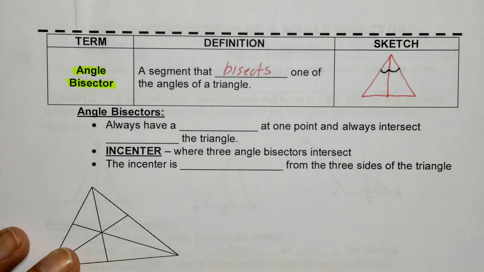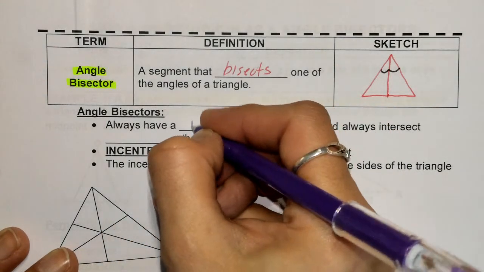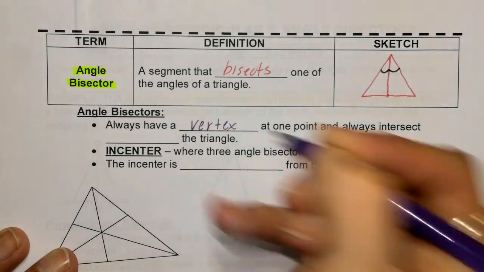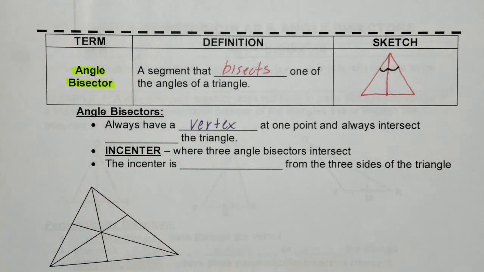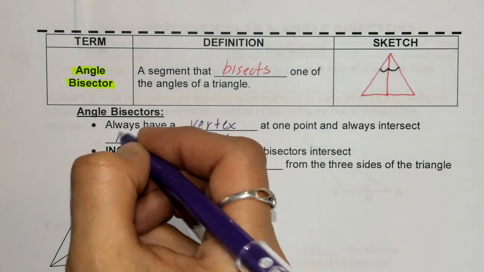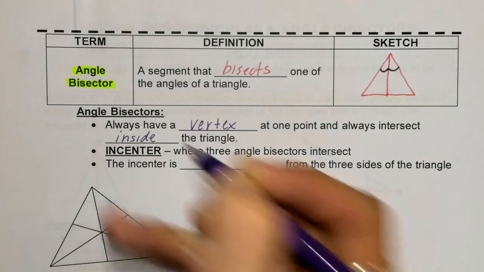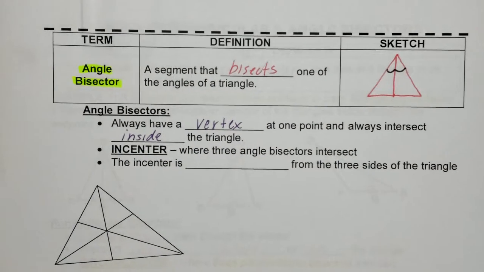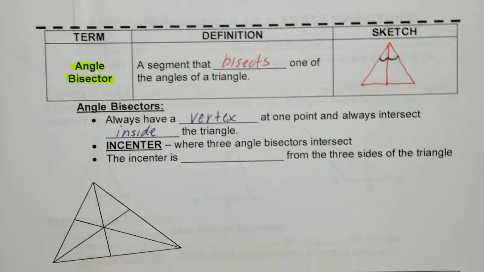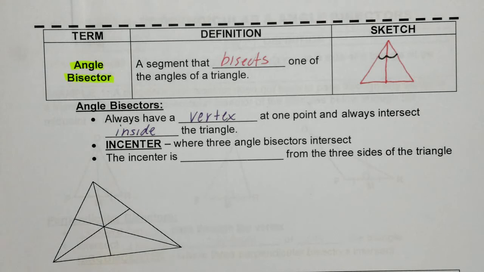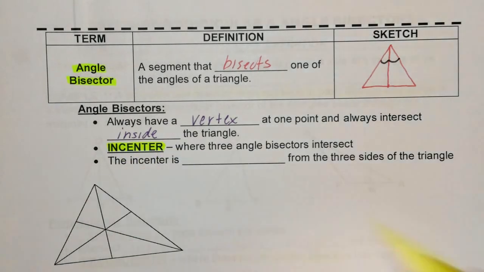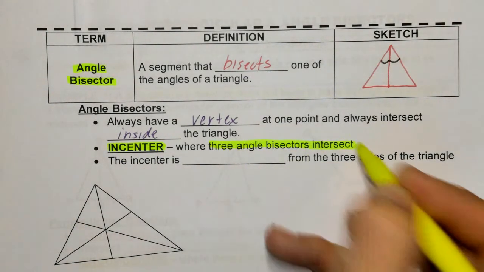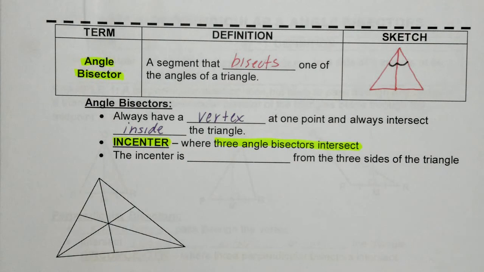Your angle bisectors, they always have a vertex as one endpoint. Okay? Just like your median, just like your altitude. And they're always going to intersect inside of the triangle. And when these three angle bisectors, because all of these special segments have 3, since we have 3 sides of a triangle and 3 angles of a triangle, when all 3 of them intersect, you will get the incenter. This is the 3 angle bisectors intersecting.